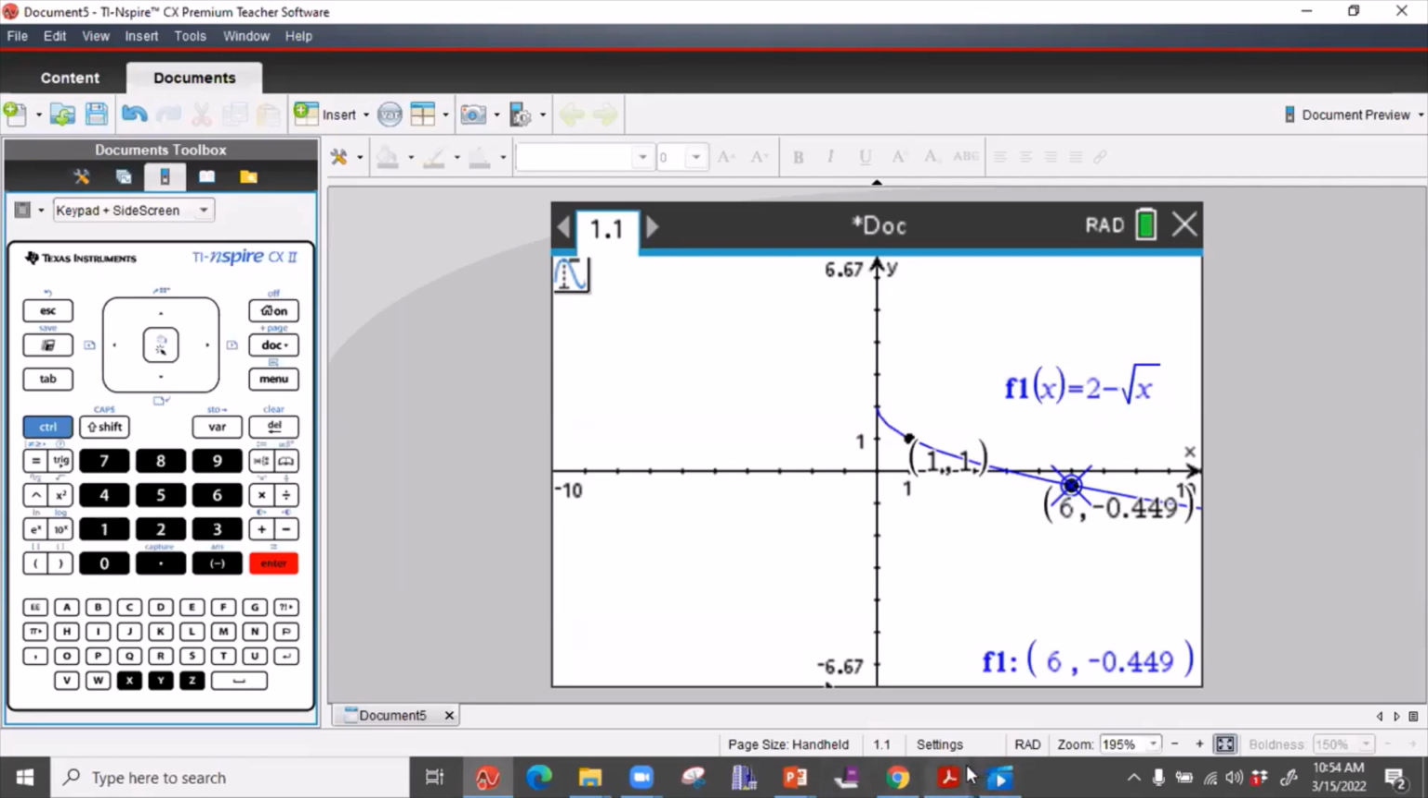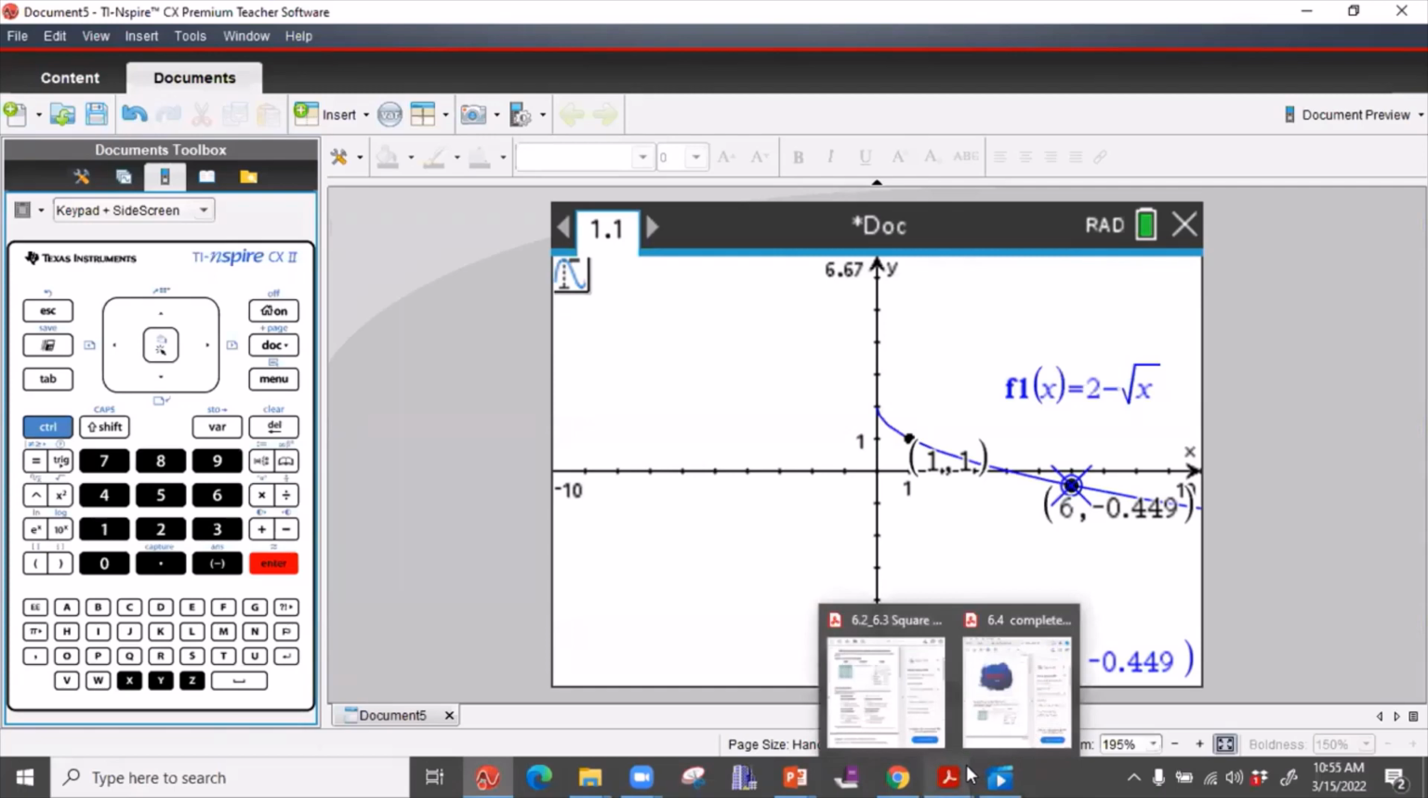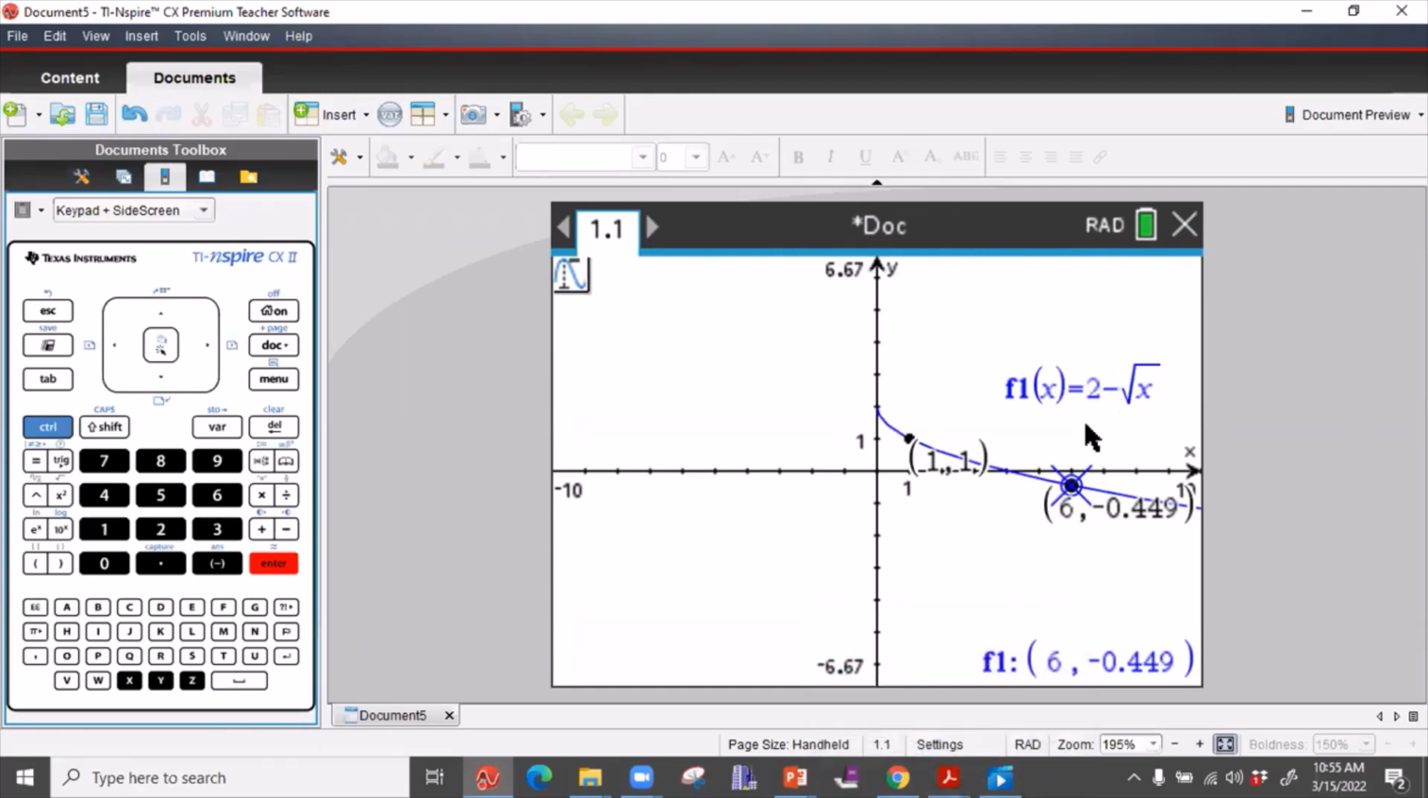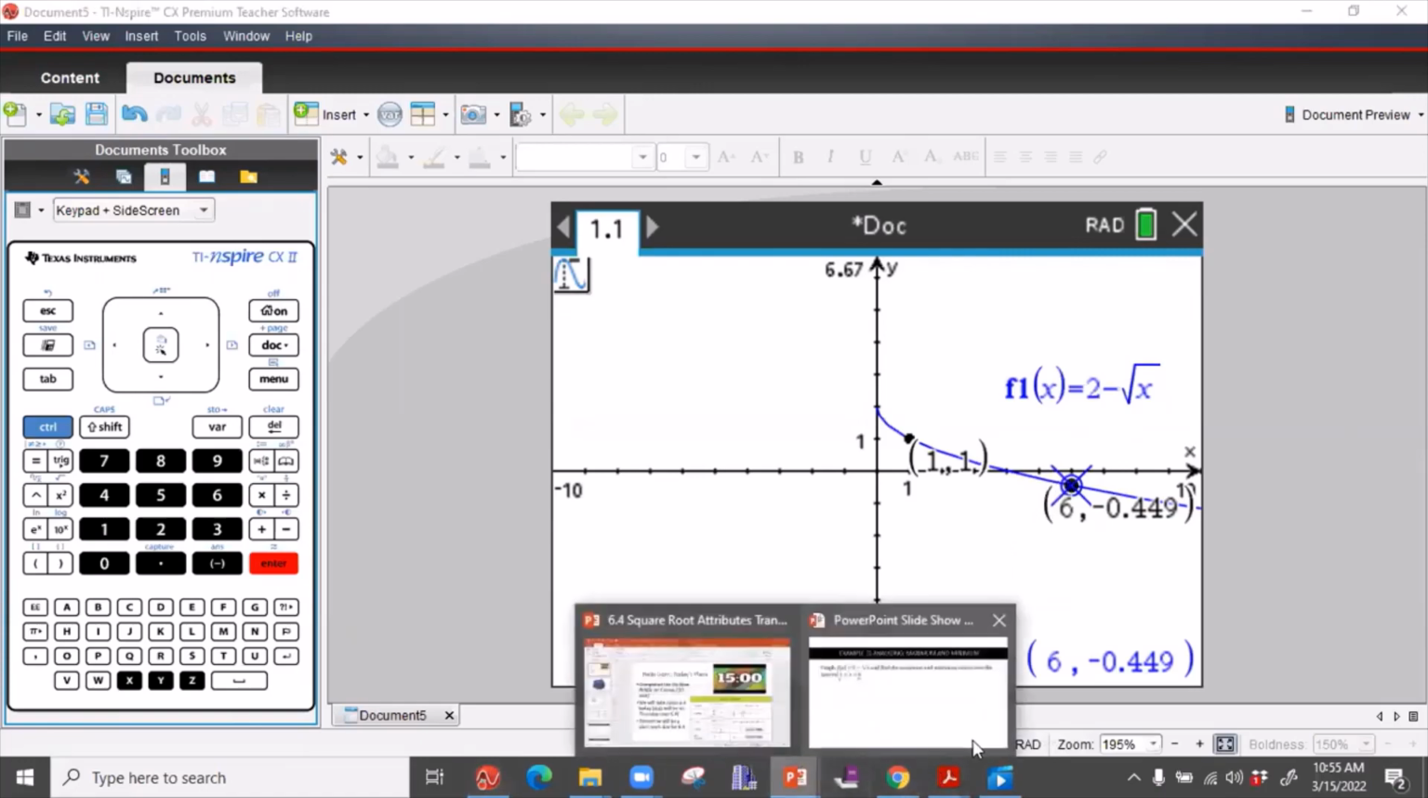Yes. I round it. Why is your graph going down? My graph is going up because I put mine in correctly. You put in 2 minus the square root of x? Or did you? Sure? I don't think you did.